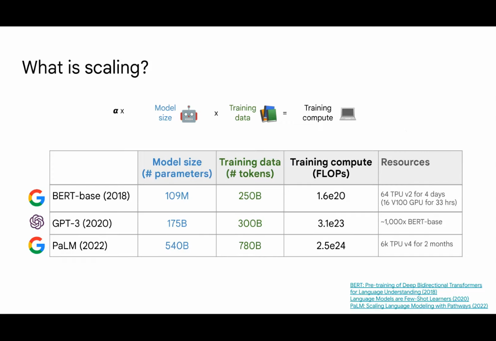Applying this formula to known models, we can see that a model like BERT base starts out at about 109 million parameters and is trained on 250 billion tokens. This leads to about 1.6 times 10 to the 20th total flops. And at the time, it required about 64 TPUs over 4 days of training, but it's relatively small now. Jumping to GPT-3, we get to 175 billion parameters and about 300 billion tokens. And going to PaLM 1, we go all the way up to 540 billion parameters and about 780 billion tokens.